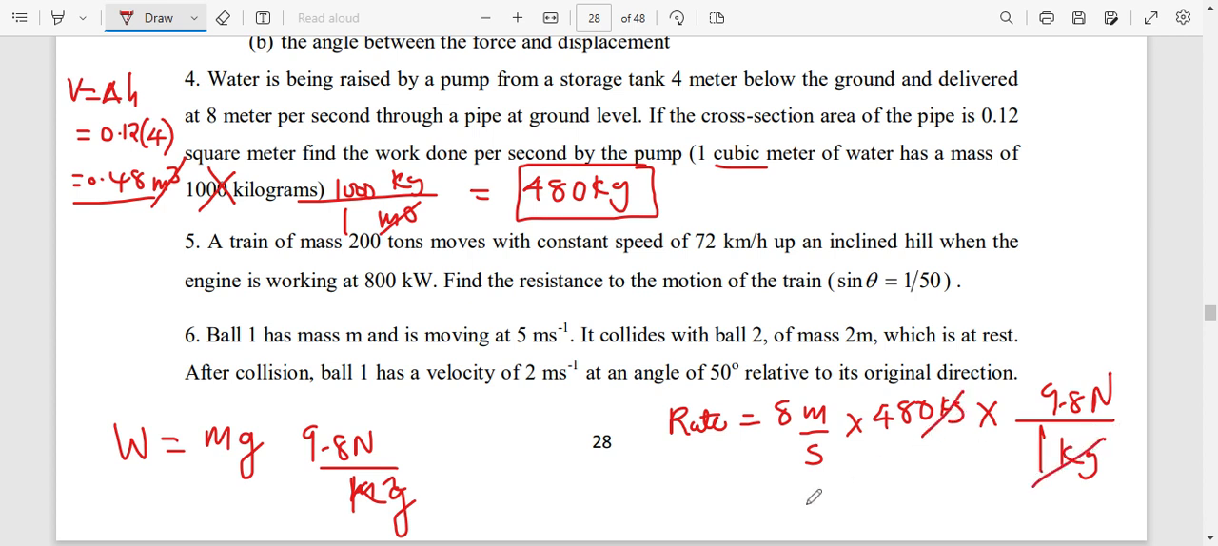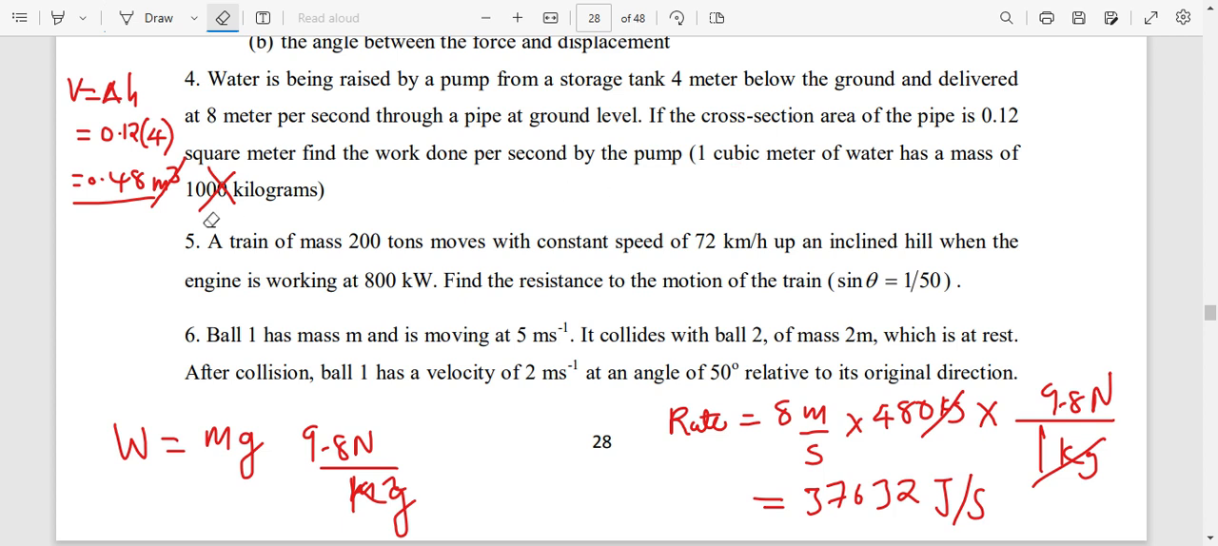So this kg will cancel with the kg. Then the answer is going to be 8 multiplied by 480 and then multiplied by 9.8. This is going to give us 37632. This is going to be in newton meter per second, which is joule per second, because we know that a newton meter is a joule. Is this okay? Yes. Okay.